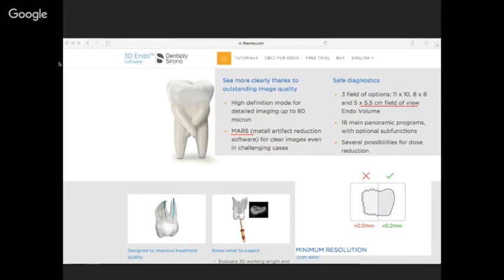And you could see from the picture that it has really 3 specific points that are very interesting for us. It has a metallic artifact reduction software, and it has a smaller field of view, 5.5, and it deals with pictures that are smaller than 0.2 millimeters for definition and precision.